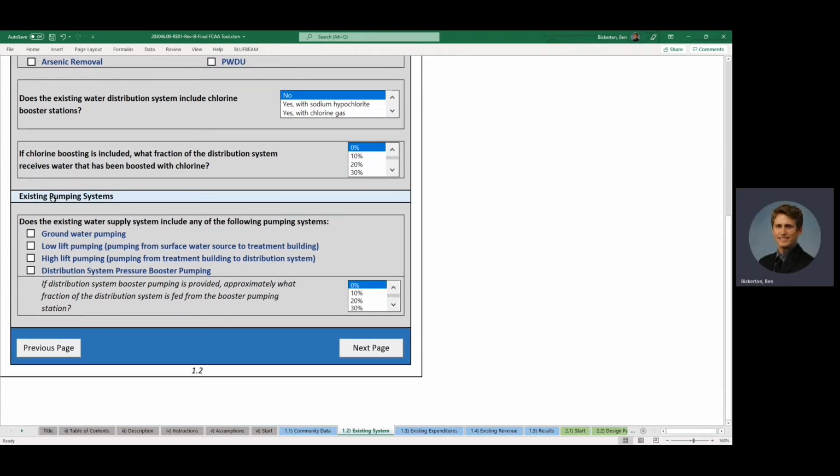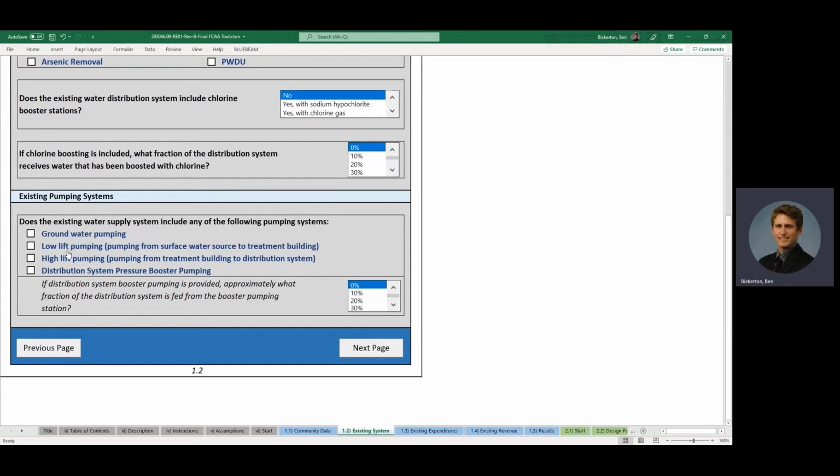The next subsection here is asking about existing pumping systems. So if we have a groundwater system well supply, then we might have groundwater pumping. In our case, we have surface water. So we could have low lift pumping from the source to the treatment building, or high lift pumping from the treatment building out to distribution.